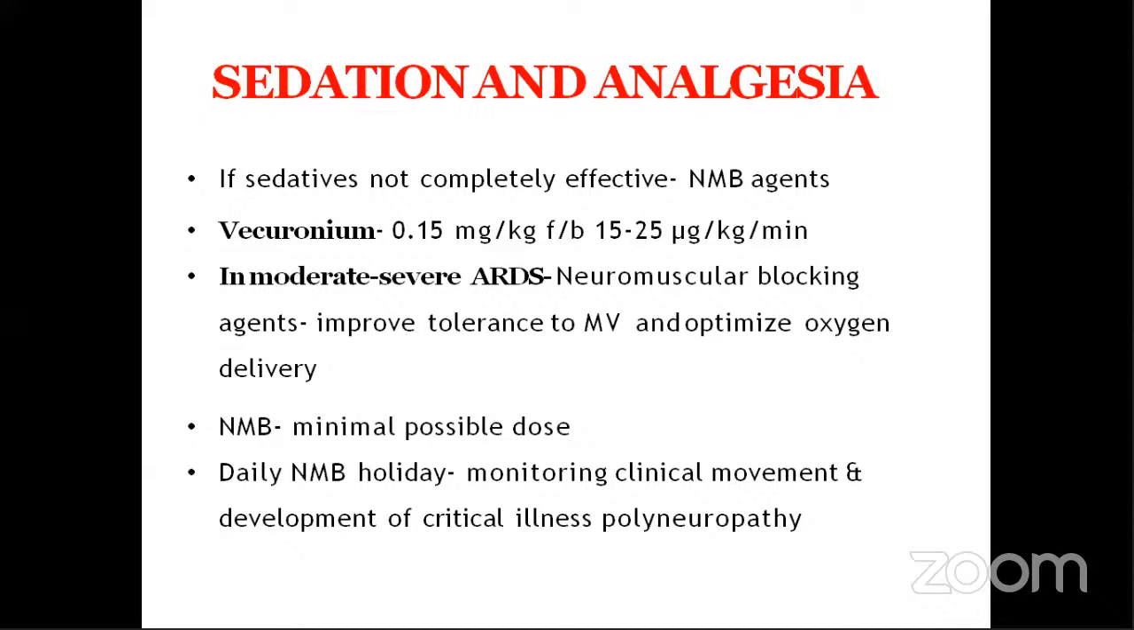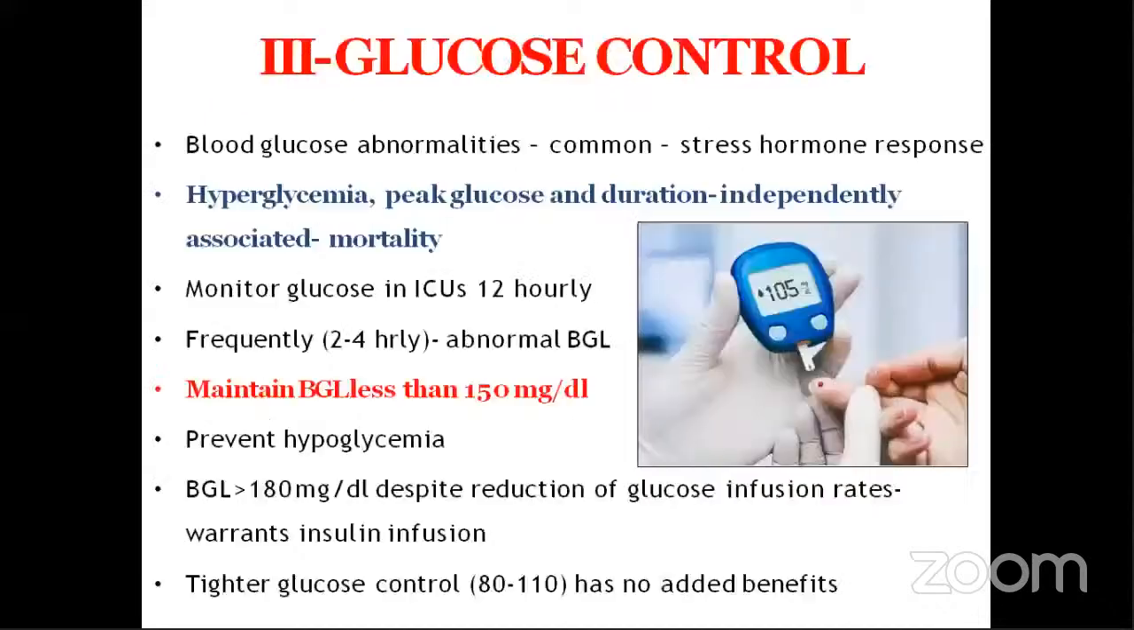But their use has its own limitations in the form of profound muscle weakness. So again, they should be used in minimal possible dose along with observing a daily neuromuscular blockade holiday for at least 1 hour in order to monitor patients for clinical movement and development of critical illness polyneuropathy. So always remember minimal possible dose and daily NMB holiday of at least 1 hour.